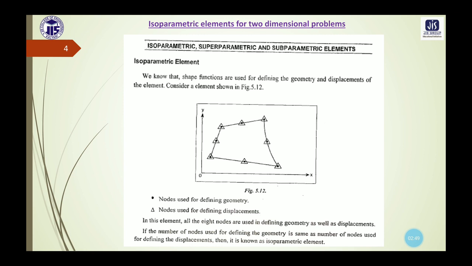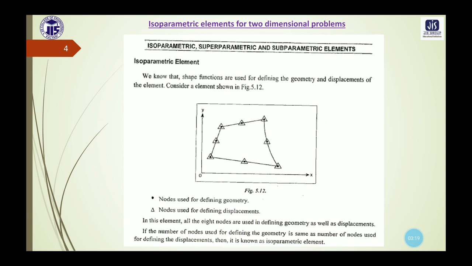For the triangular or rectangular element, what is the shape of the parent element and what is the shape of the isoparametric element, that thing we have discussed in the last lecture. So here in this figure 5.12 we can see one isoparametric element, and the shape functions are used for defining the geometry and displacements of the element.